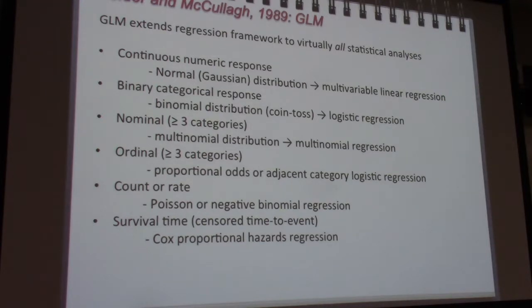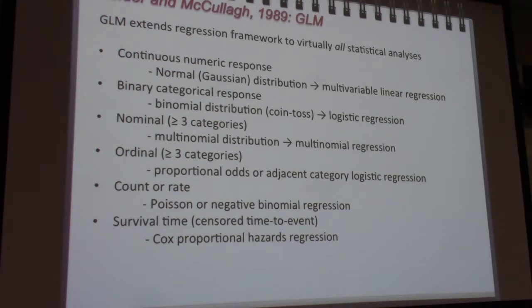So if our outcome is a yes, no, heads, tails, binary categorical response variable, we can assume a binomial distribution, which is the coin toss distribution that we've talked about, and we can do what's called a logistic regression, which you'll learn about. If we have more than two categories that are nominal, we can assume a multinomial distribution and do a multinomial regression. But they're all regressions, and they all have the same language, the same structure and the same interpretation. Similarly, if we have ordered categories, we can do proportional odds or adjacent category logistic regression.